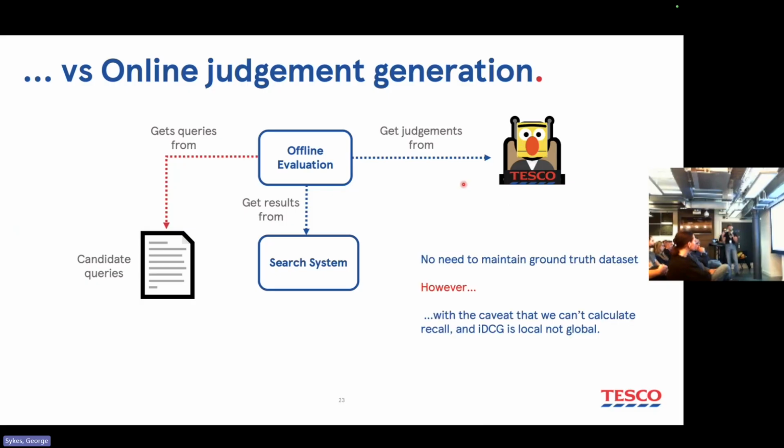The one caveat here being that while you don't have to maintain a ground truth dataset anymore, you can no longer calculate recall as reliably because you aren't labeling the entire dataset. So you don't know what the false negatives were. And you also can't calculate your global IDCG. So this is the denominator in your NDCG calculation, because again, this requires a knowledge of false negatives. That would require labeling the entire product catalog, which is not possible with this particular model implementation.